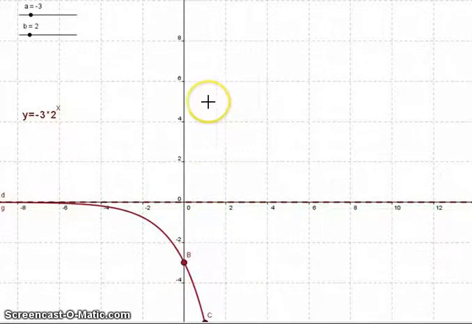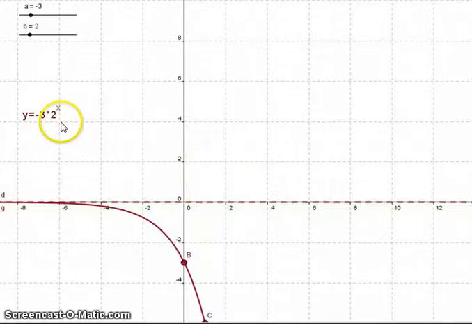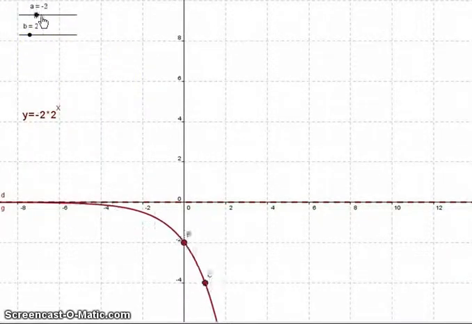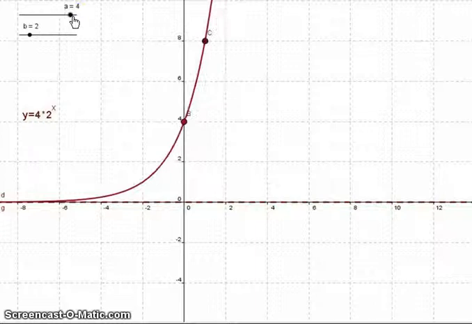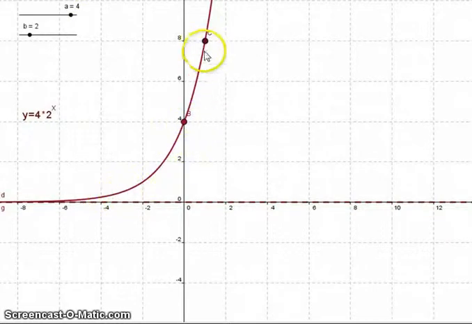The point that I used to have right up here at (1, 2) for this 2 to the x, now it's going to be way down here at (1, -6), because now I'm multiplying that through by that negative 3. So that's just one way of getting those out. The bigger the a value, the steeper this looks. And you can also tell by this y-intercept right here what's going on.